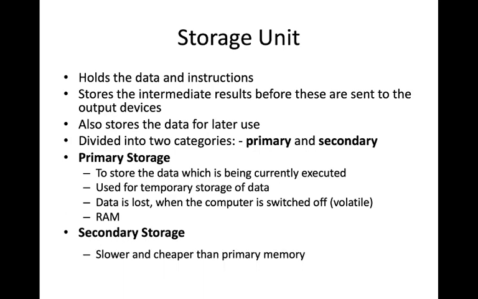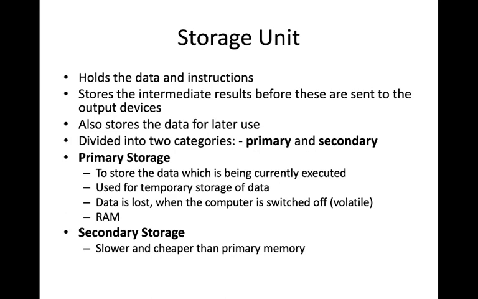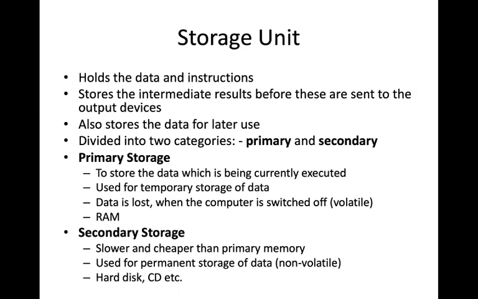Secondary storage is slower and cheaper than primary memory. It is used for permanent storage of data. It is known as non-volatile because the things in the secondary memory won't be lost when power is gone. Your hard disk is an example of secondary storage, or a CD. Even if the power goes off, the data will remain in the secondary storage device. So it is permanent storage of data, which is why it is known as non-volatile memory.